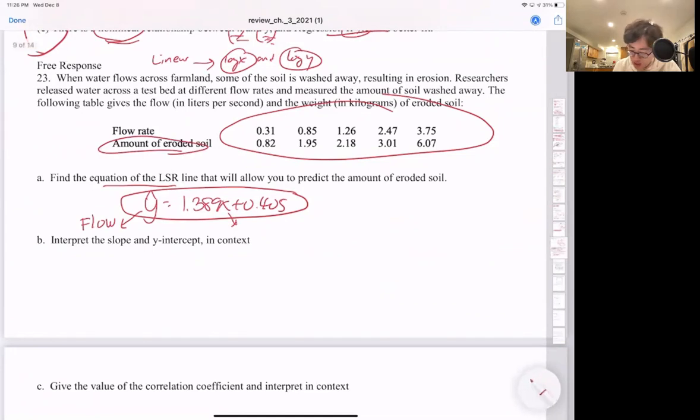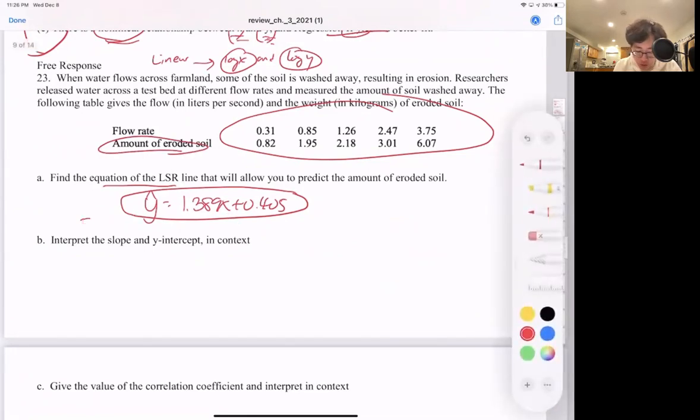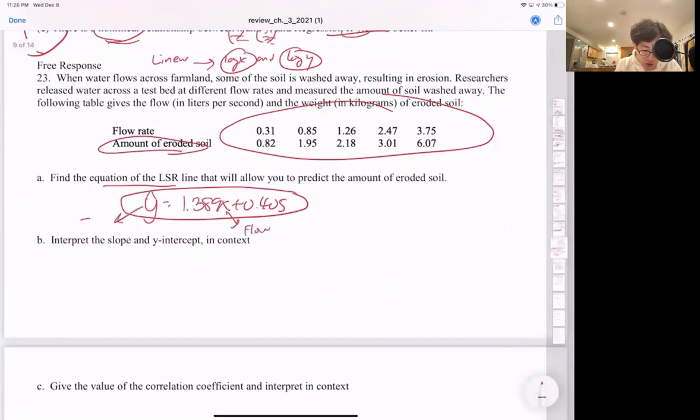Oh, I'm sorry, no, that's not true. This is not your computer data. So your X should be your flow rate, and this is your amount of soil, eroded soil to be exact. Interpret the slope and the y-intercept in the context. For every one, what is this? In liters per second. And this is in kilograms.